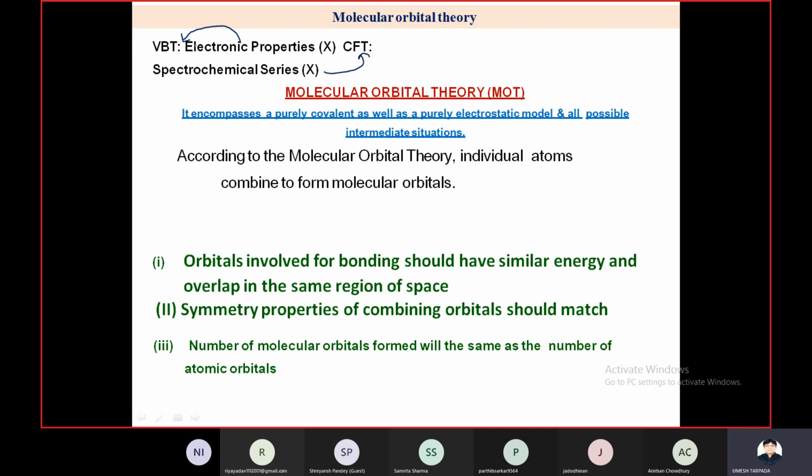Individual atomic orbitals combine to form molecular orbitals, and the orbitals involved in bonding should have similar energy. Then they overlap in the same region. So symmetry properties are discussed with this theory. Symmetry properties of the combining orbitals should match; that is required. Orbitals of the same symmetry can combine with each other. That is very important. The number of molecular orbitals formed will be equal to the number of atomic orbitals. Remember, as many atomic orbitals as there are, that many molecular orbitals will form. Okay, it is similar.